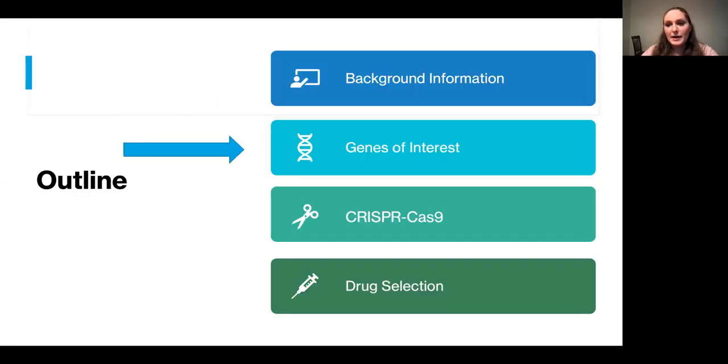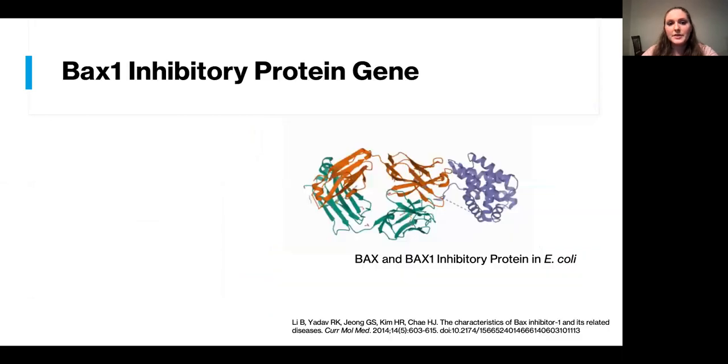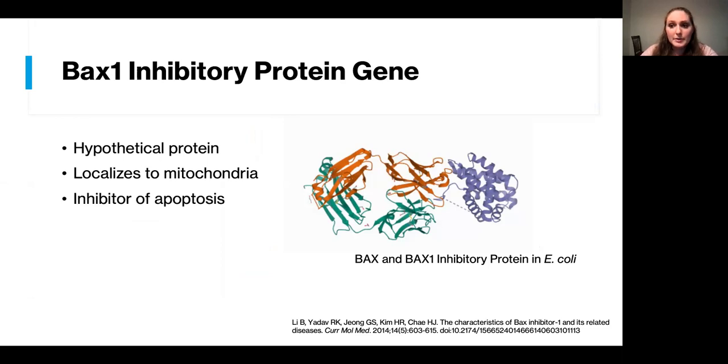Next, I will be talking about the genes I was interested in studying. The first gene is the BAX1 inhibitory protein gene, and here you can see it complexed with the BAX protein, and the structure was solved in E. coli. It is a hypothetical protein whose function is inferred based on gene ontology. It localizes to the mitochondria, and it is an inhibitor of apoptosis, and it does so by inhibiting the apoptosis-promoting BAX protein.